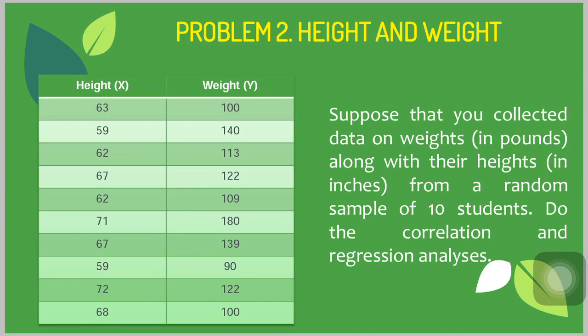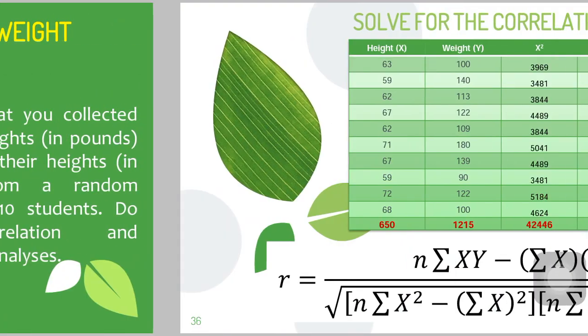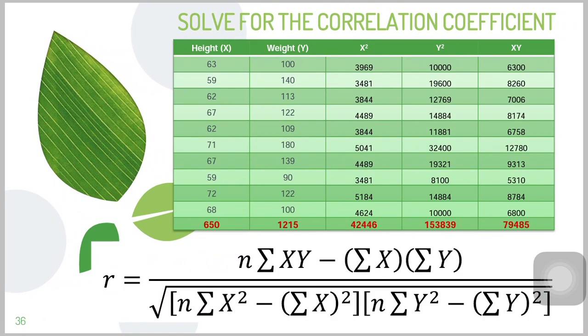You could do it manually, or you could do it using your Microsoft Excel. In my case, I computed all the entries for the table. You see the x squared, the y squared, and the xy column, and also the summation in red boldface. You could pause this video if you want to have more time in solving the table and also in solving for our correlation coefficient.